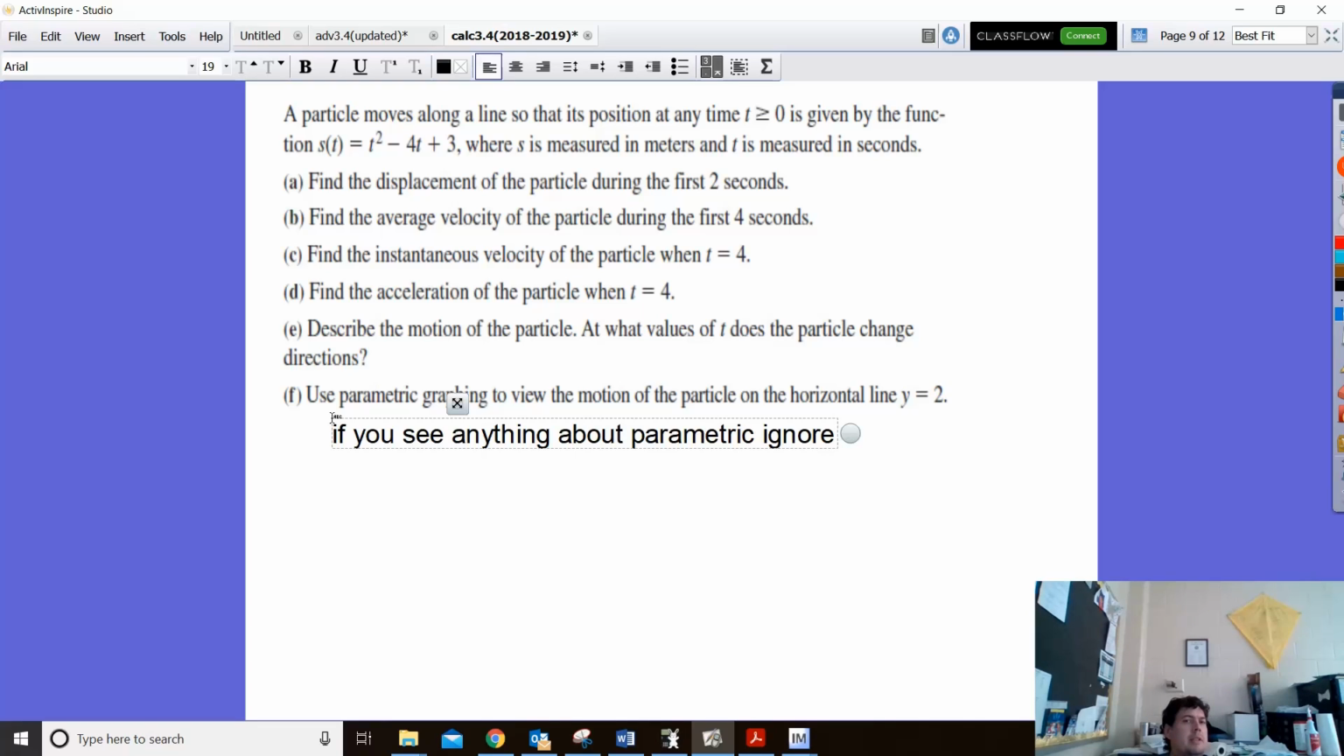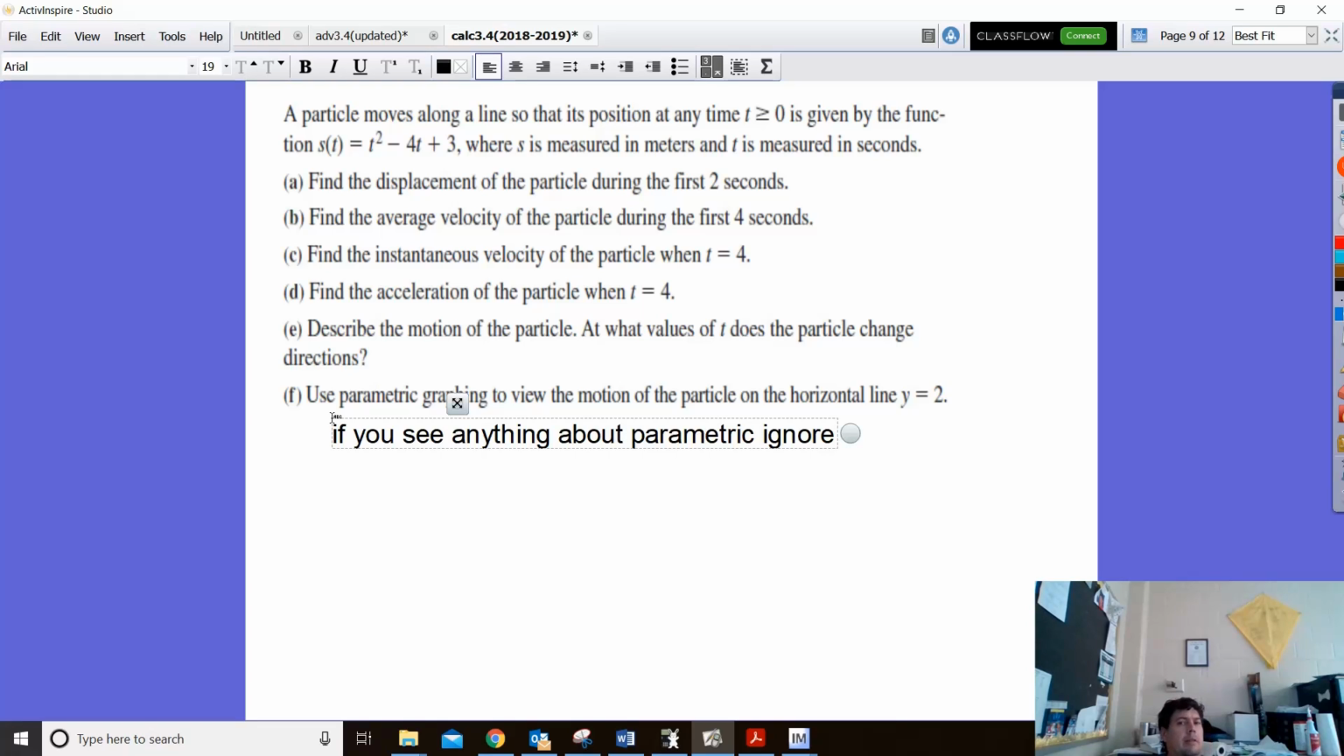Their word for displacement here, the wording is a little bit different than you're accustomed to. A says find the displacement of the particle during the first 2 seconds. That's just how far it's traveled. Nothing more. That's how far has it traveled. B is average velocity of the particle during the first 4 seconds. Is average velocity a derivative?